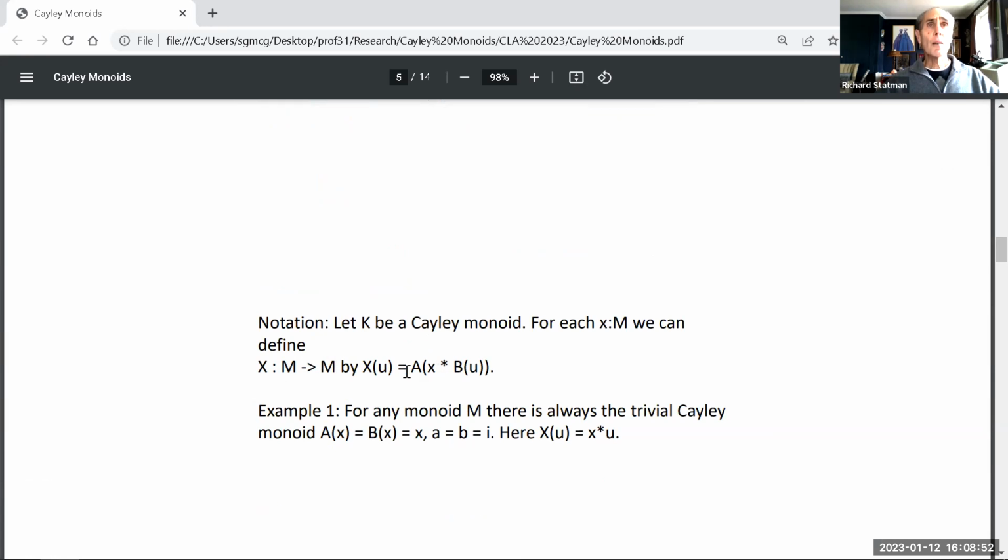Okay, for every little x in M, we can define a mapping, capital X. So the capital X of U is simply A applied to X, product B applied to U. So the function that we're associating with the element little x is capital X.